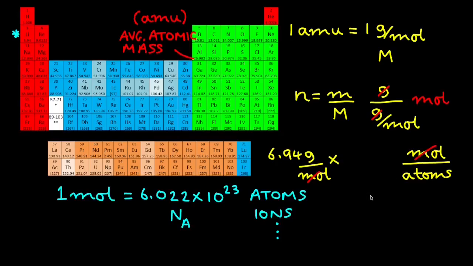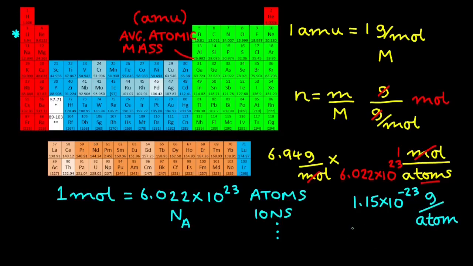As we saw, Avogadro's number tells us that for every mole we have 6.022 × 10^23, and in this context, we're looking at atoms. So this gives 1.15 × 10^-23 grams per atom, which is the mass of a lithium atom.